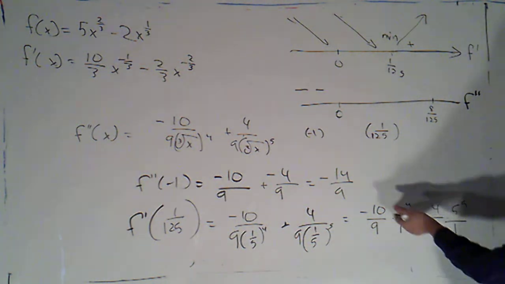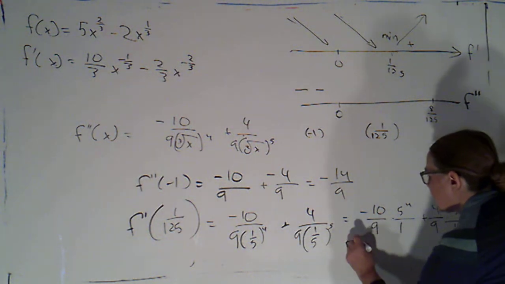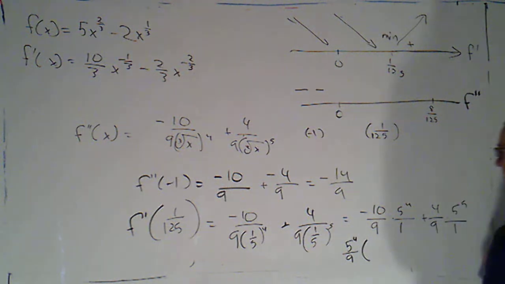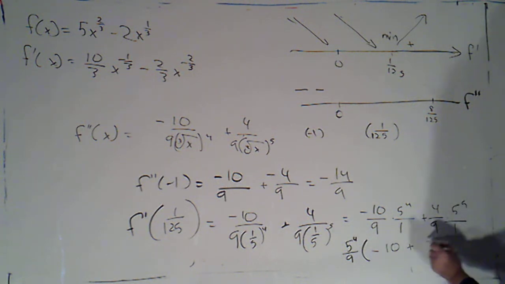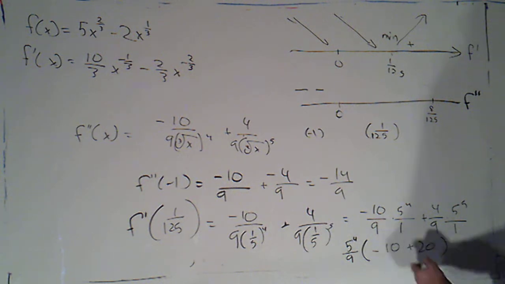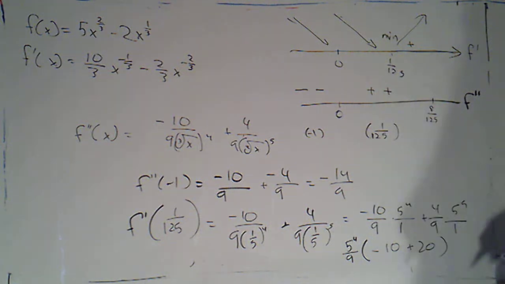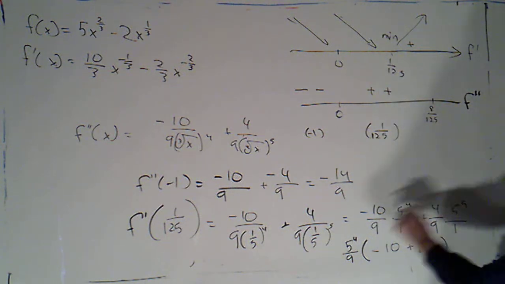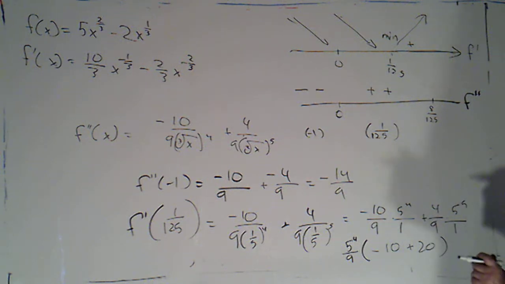Now, I could work out 5 to the 4th. It's actually just 625 because it's 25 squared. 5 to the 5th is 625 times 5. I could work that out if I wanted to. I don't. So what I'm going to do is factor out 5 to the 4th over 9, and I'm left with negative 10 plus 4 times just one more copy of 5, which would be 20. Oh, that's positive, and that's positive. This is going to be positive. So I can take some little shortcuts if I'm trying to figure out what some of the things are.